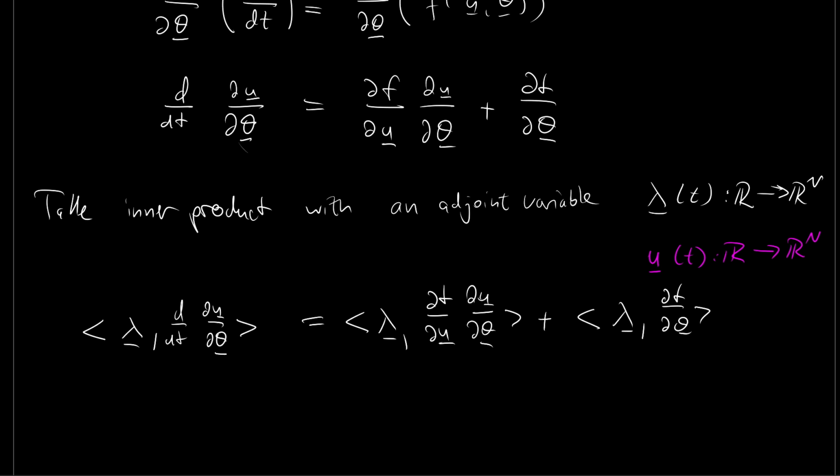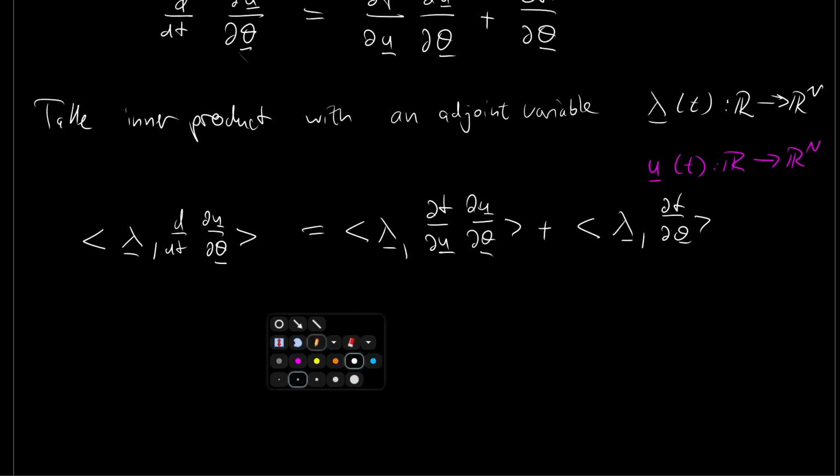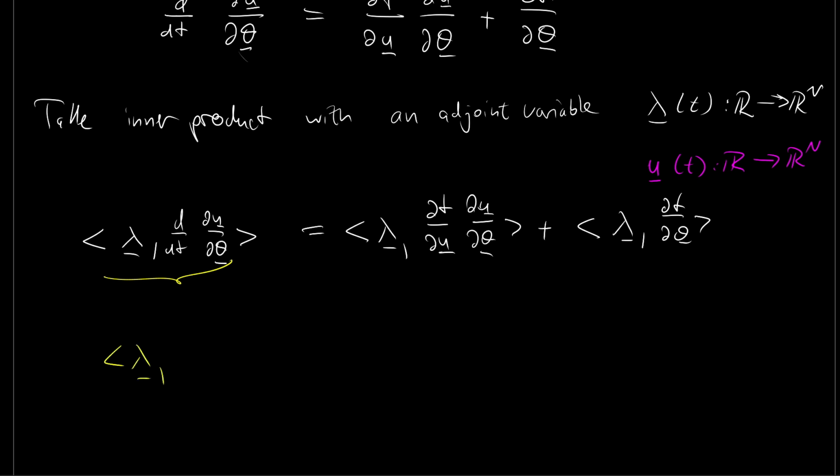And in essence, this is just a kind of a contraction mechanism, which means that this inner product of lambda and the time derivative of the Jacobian can be seen as an integration over the domain, so in our case this is from 0 to T, of the contraction of these two quantities.